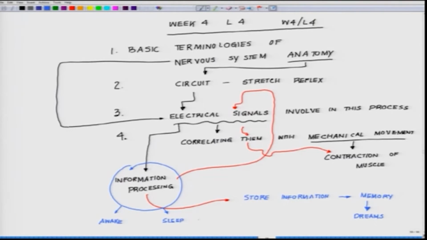And when it is in sleep, it gets all these kind of dreams, and even within the sleep, based on the information processing speed, you have different classification of sleeps.